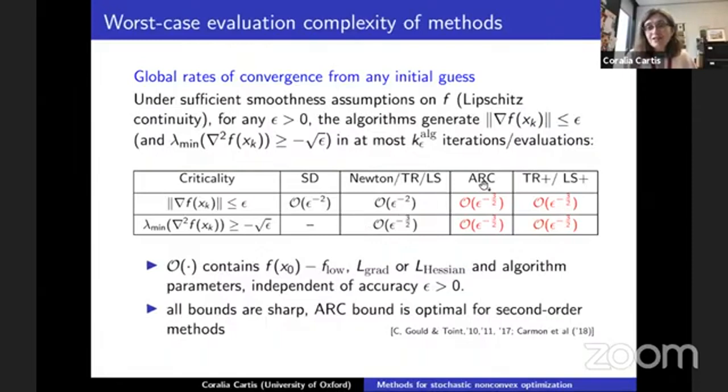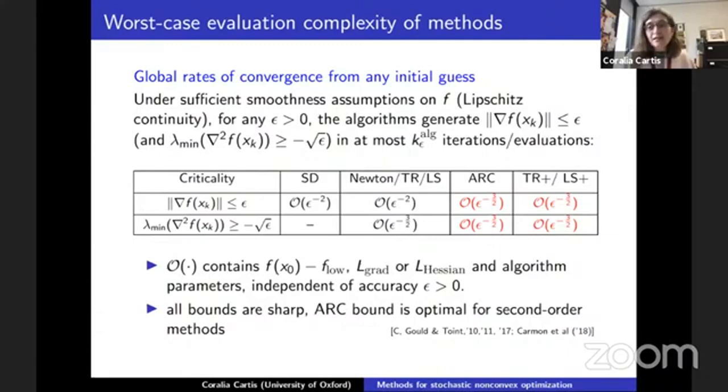Cubic regularization was the first method, as first proposed by Nesterov and Polyak, and we've developed more practical variants of cubic regularization with the same complexity guarantees. The complexity is epsilon to minus 3 halves. And this is an optimal complexity bound for second order methods.